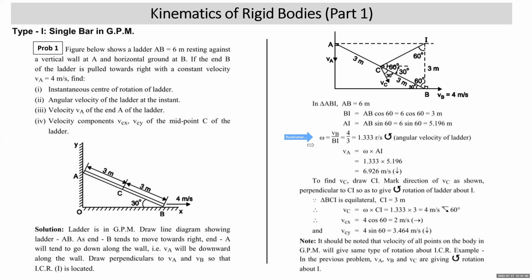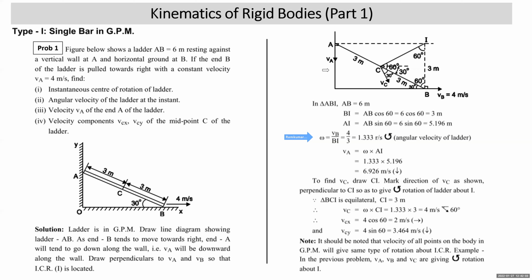How do you understand anti-clockwise? Once again, I repeat, keep your pen or pencil at I. Look at the direction of VB. You'll find that the ladder appears to rotate in the anti-clockwise direction based on the direction of VB. As VB is giving anti-clockwise rotation, VA should also give anti-clockwise rotation. It is giving, since it is downward. So downward with respect to I, it gives anti-clockwise.